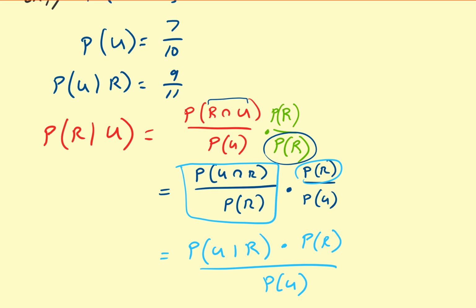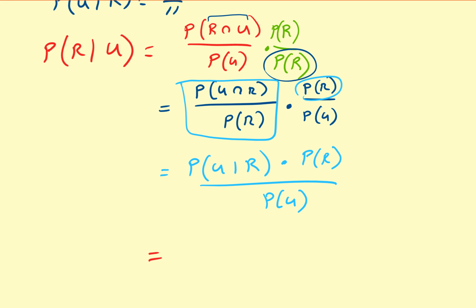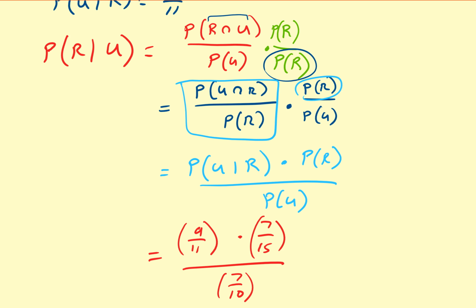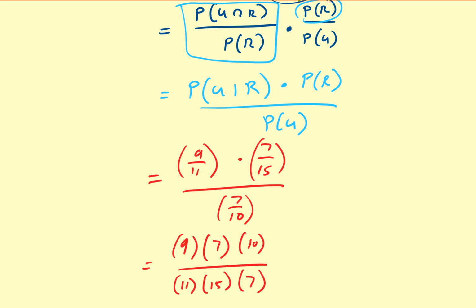We already know what these three components are, so we can just substitute them in. So the probability of U given R is assumed to be 9 divided by 11. The probability of R is equal to 7 divided by 15. The probability of U is assumed to be 7 over 10. We can work around some fraction stuff. So we have 9 on top, we have 7 on top, and we're going to have 10 on top once we flip. On the bottom we have 11, we have 15, and we're going to have 7 there.